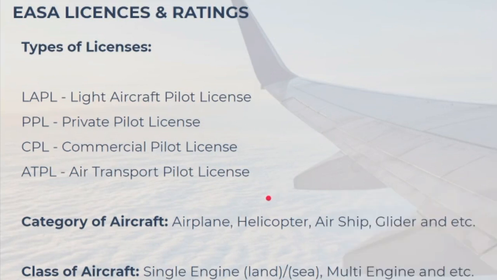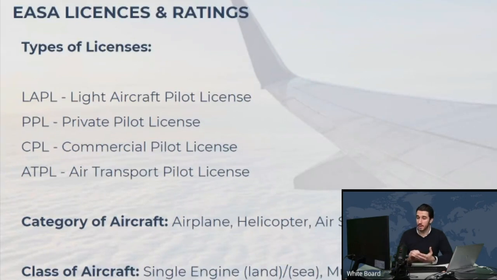Now, we were saying that we have heavier than air and lighter than air aircraft, and they are also divided into categories. We have airplanes, helicopters, airships, gliders. And most important, we also have classes, which are single engine, land or sea, and multi-engine, and many others. Now, you will get your class of aircraft. You will do your PPL, and your class of aircraft will be single engine, because you will start with a single engine.